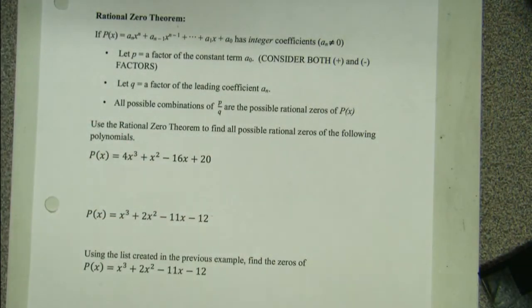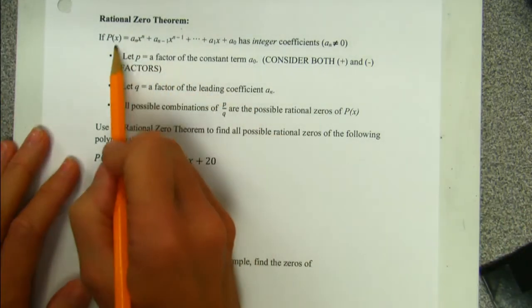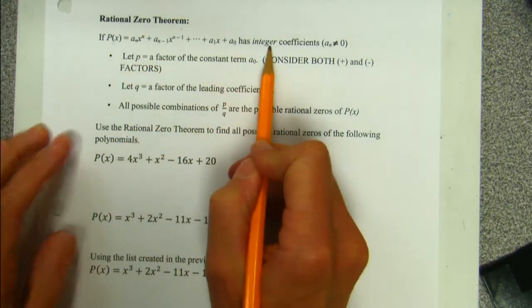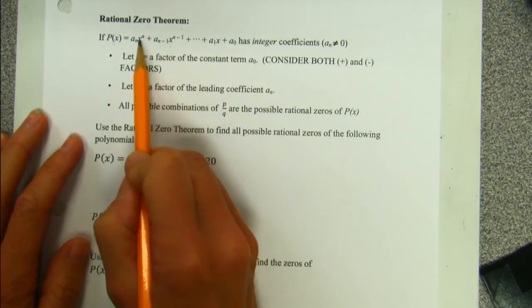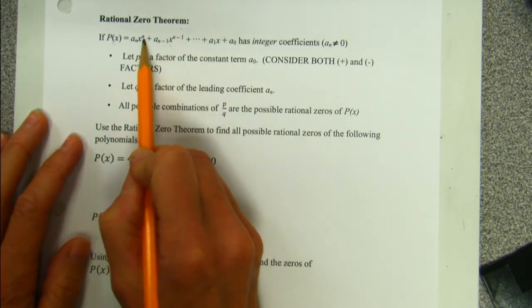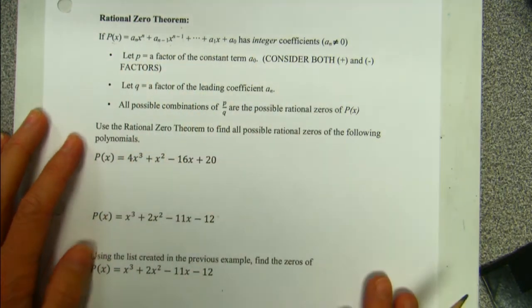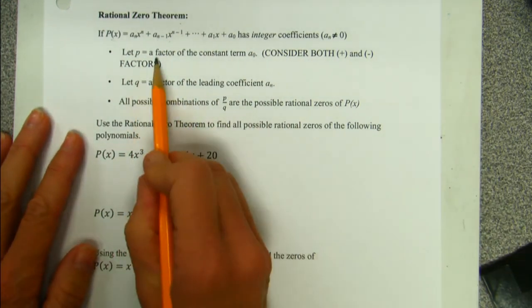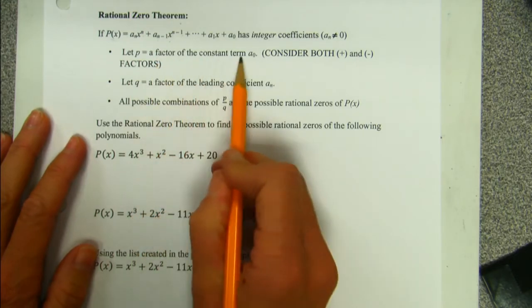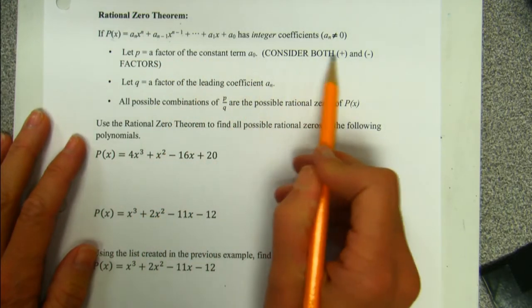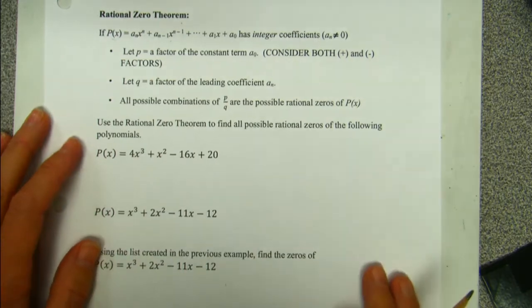All right, so let's take a look at the rational zero theorem and see how that helps to reduce our pool, at least a little bit. All right, given, this is scary, but all it says is given a big old polynomial function where you have x to a degree and then 1 degree less, and then you've got different coefficients, all of that. Let p equal a factor of the constant term. Consider both positive and negative factors. Okay, what does that mean?